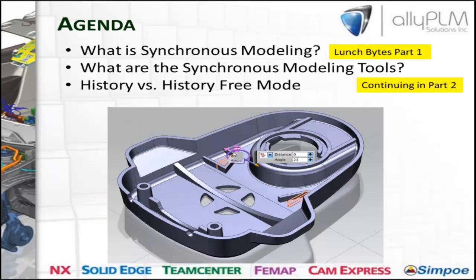So, as far as our agenda goes, this is a slide I use for Part 1. What is synchronous modeling? We discussed that in the Part 1 Lunch Bytes. I'll do a little bit of review here in a minute just to quickly go over that again if you are new to this session. Also, what are the synchronous modeling tools? We covered about half of those in Part 1, and we'll continue the other half today in Part 2. And we'll talk a little bit about history and history-free mode.